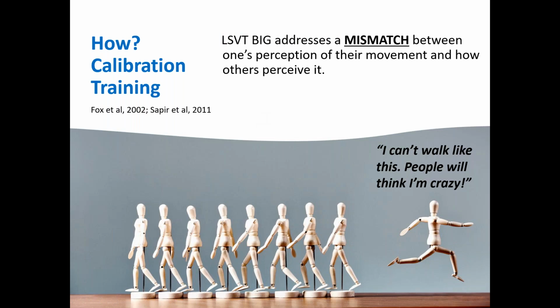So talking about calibration training, and again, that is what Beth talked about before, where people feel like they're talking too loud, they're shouting, when we're actually making them talk correctly at the right volume. LSVT BIG also helps to address that mismatch between a person's perception of their movement, about how they feel they're moving, and then really about how others perceive it. So oftentimes people will tell me, I didn't think anything was wrong, but then all of a sudden people started saying, you're not swinging your arm, it's just hanging at your side. Or, I just started to fall behind my friends when we were walking. I couldn't keep up with everyone.